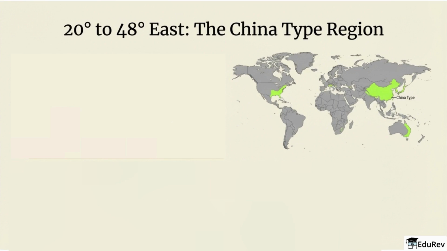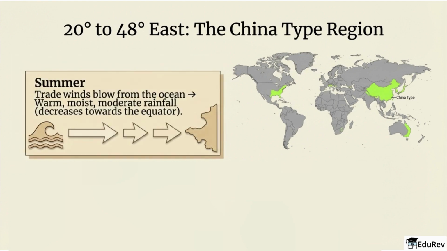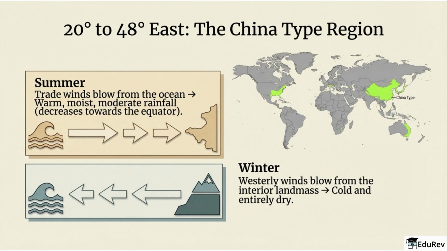Now shift to the eastern margins between about 20 degrees and 48 degrees, the China type region. This is one of the easiest regions to confuse unless you follow the seasonal wind logic. In summer, winds blow from the ocean toward the land. They are warm, moist, and bring moderate rainfall. In winter, the direction reverses. Winds blow from the interior landmass outward and they are cold and dry. That gives you a climate with wetter summers and drier winters.